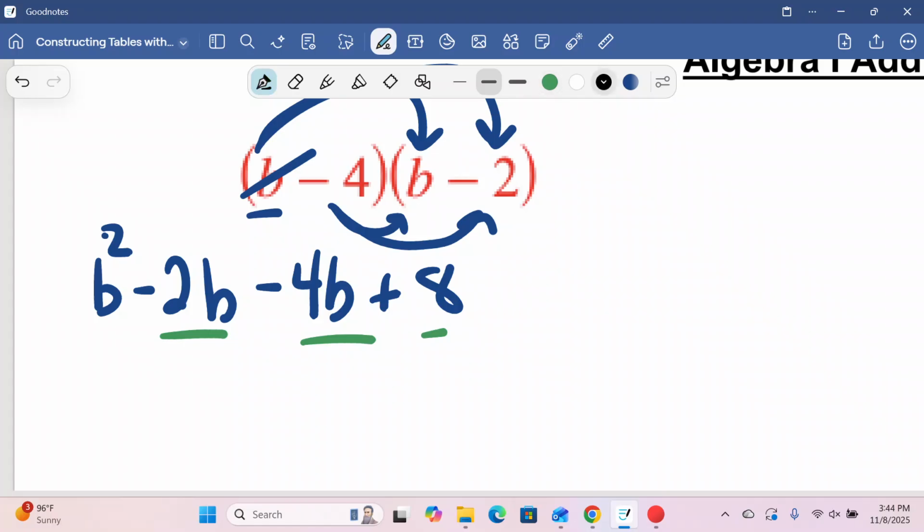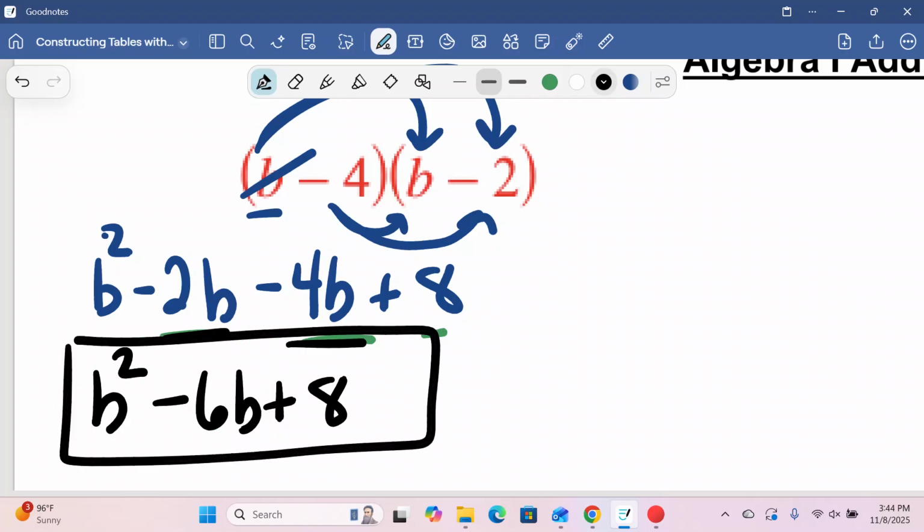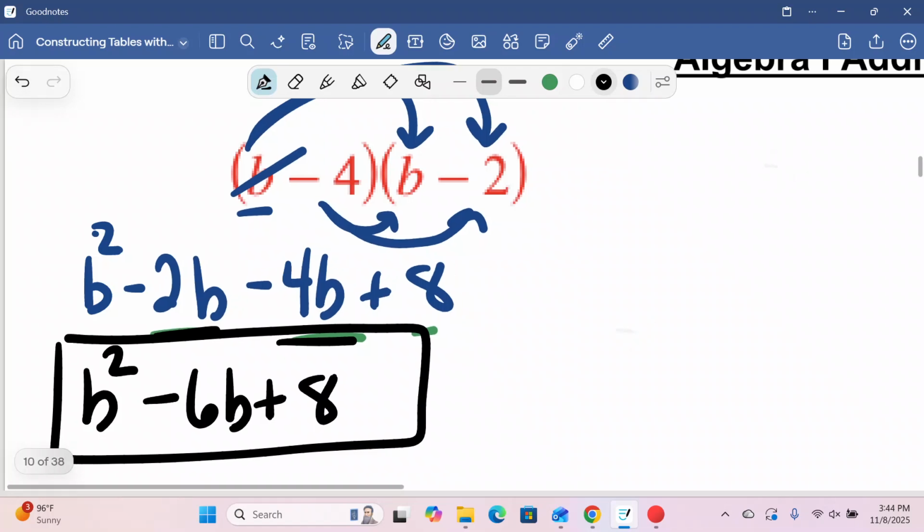So once again, I'm going to go ahead and combine like terms. I have a -2b and a -4b like we've discussed before. Going to bring down the b squared. It's going to be -6b +8. So I have my quadratic here, and it's b squared minus 6b +8. So that is our next answer.